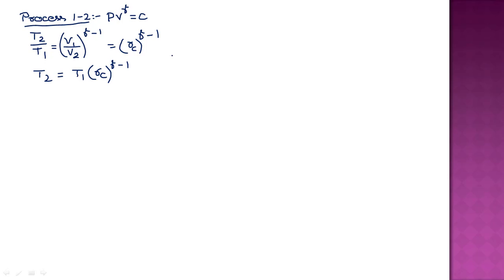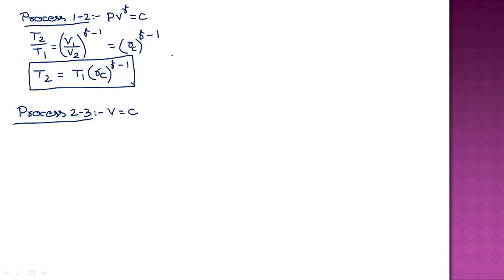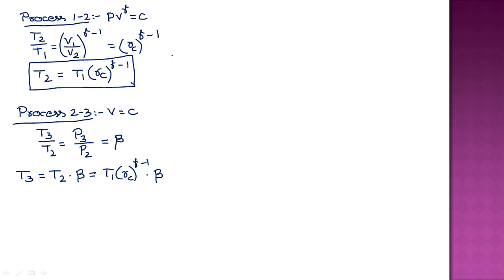Now let us go for process 2 to 3. Process 2 to 3 is a constant volume process, and during a constant volume process we know that temperature is directly proportional to pressure. So from that we can write T3 by T2 is equal to P3 by P2. P3 by P2 is nothing but beta, which is the explosion ratio. So T3 is equal to T2 into beta, which can also be written as T1 RC power gamma minus 1 into beta, because T2 is T1 RC power gamma minus 1. So we got T3 in terms of T1.